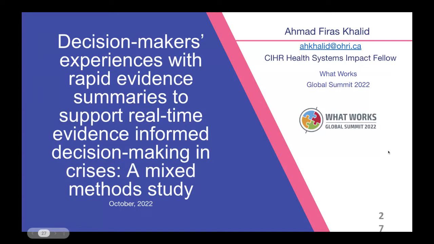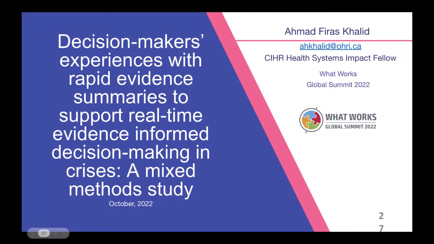My work is about decision makers' experiences with rapid evidence summaries to support real-time, evidence-informed decision-making in crises. So all that is that we wanted to figure out, what do decision makers who work in health and humanitarian emergencies need in terms of evidence support to help them inform their decision and practice? You're probably wondering why that is important.